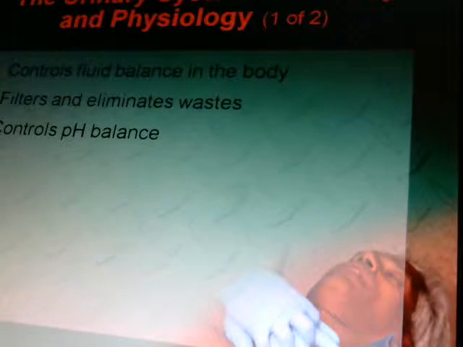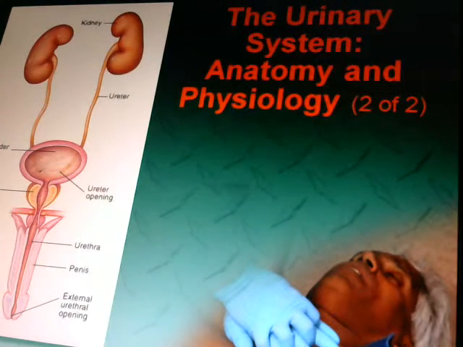Urinary system anatomy and physiology. It controls fluid balance in the body, filters and eliminates waste, peeing it out, and controls the pH of your body. Nice picture. Your kidneys come down your ureter into your bladder. Then you have your urethra's opening, and your prostate gland if you're a male. You don't have one if you're female. Going from your bladder down the urethra to the penis and then out the external urethral opening.